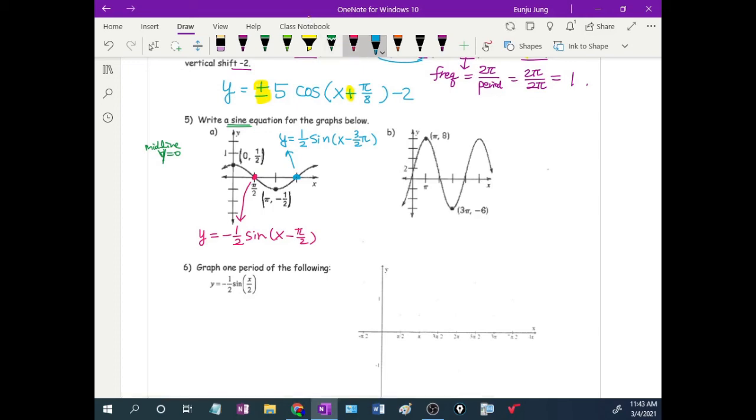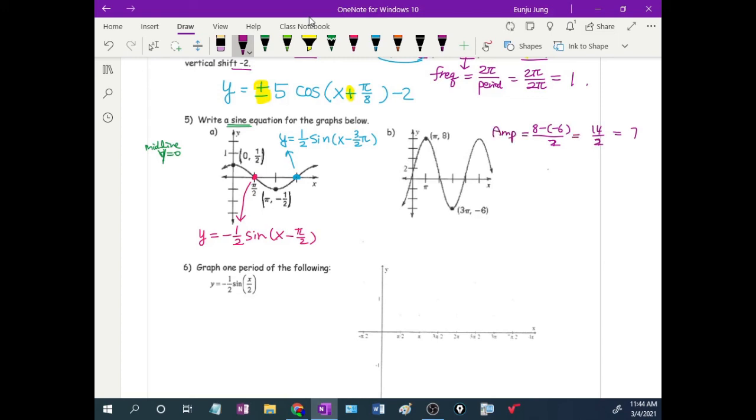Next one. We are starting where? Okay, up high at 8, below at -6. What's the distance from 8 to -6? 14. What is the half of that number? 7. That's right. So this will be your amplitude.